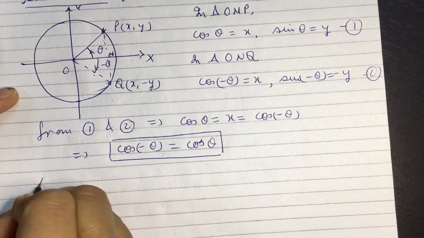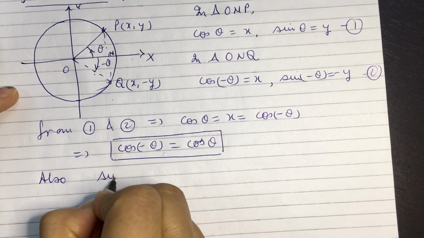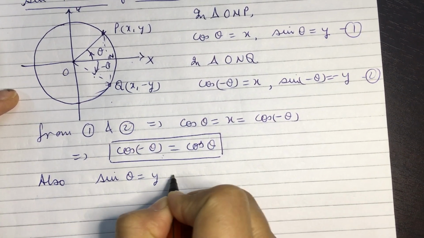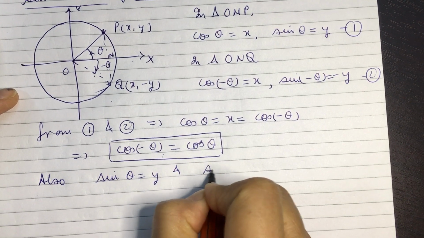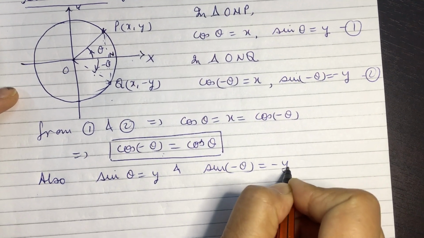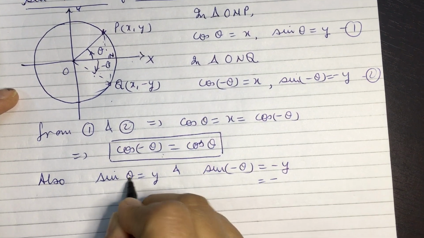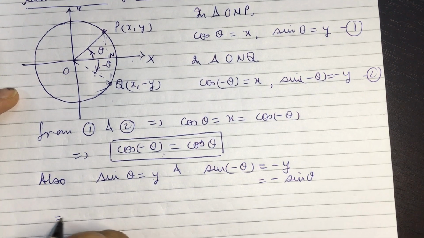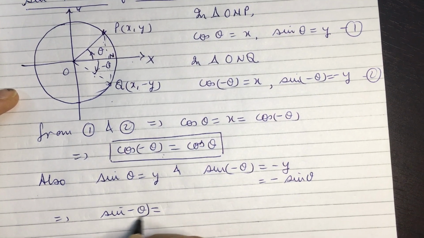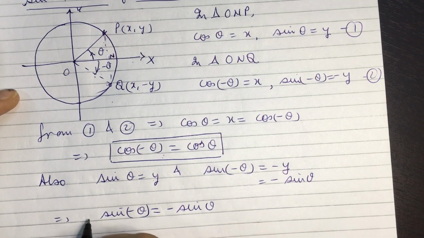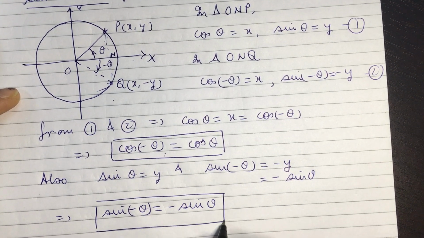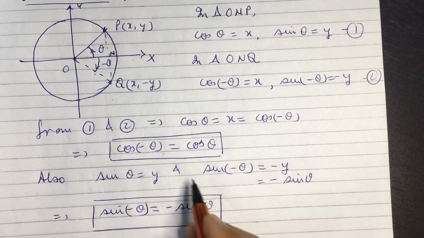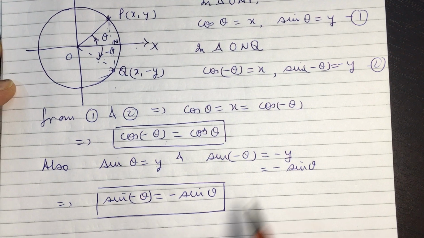Okay. Also sine of theta equal to y and sine of minus theta is minus y. So here you can put y as sine theta. So we get ultimately sine of minus theta equal to minus of sine theta. So this is the result which we get for the corresponding values of sine and cos of negative angles.